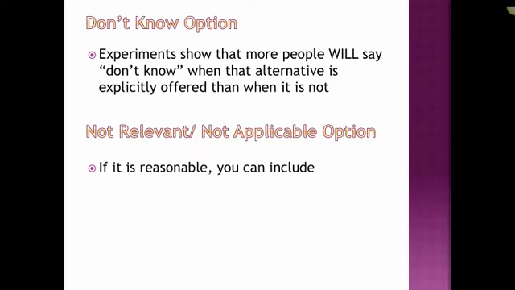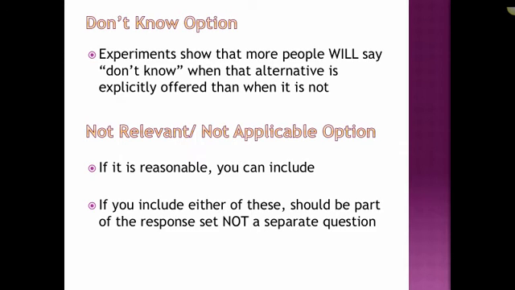If you think it's reasonable to include that, you can. But you certainly should include it as part of the response set, not as a separate question. So you should have your options in terms of your scale. So let's say it's disagree, neutral, agree, and then at the end of that list of options, you should say don't know or not relevant or not applicable. It shouldn't be a separate question.